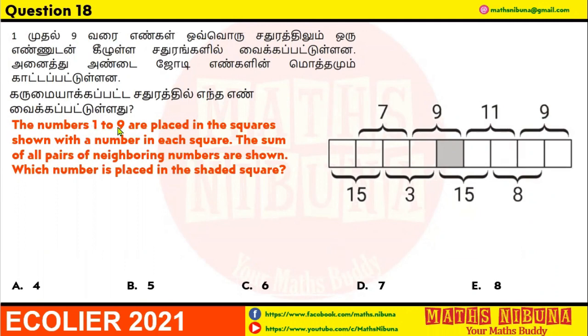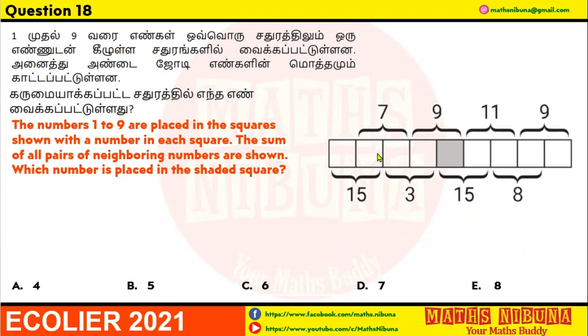The numbers 1 to 9 are placed in the squares shown, with the number in each square. Okay, question number 18. There are some numbers we put here, 1 to 9 only. You can use 1, 2, 3, 4, 5, 6 until 9, so that means each number you can use only once. The sum of all pairs of neighboring numbers are shown here.